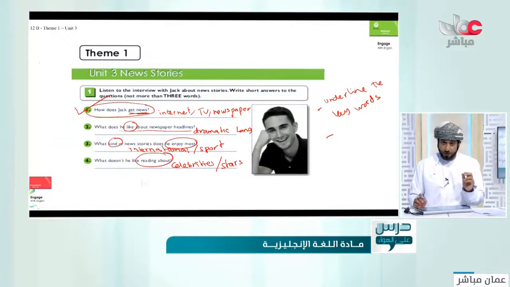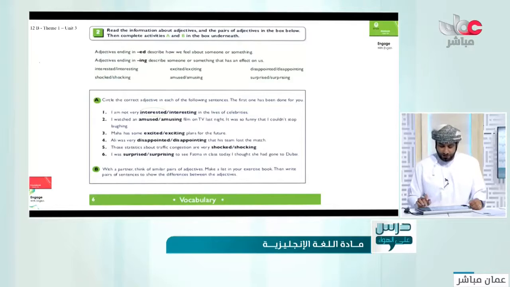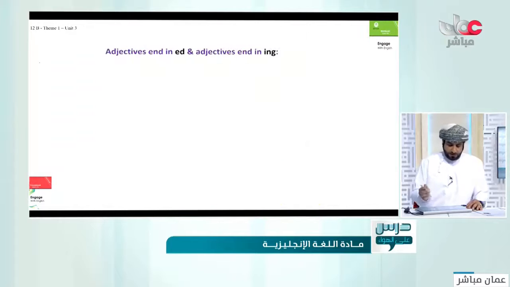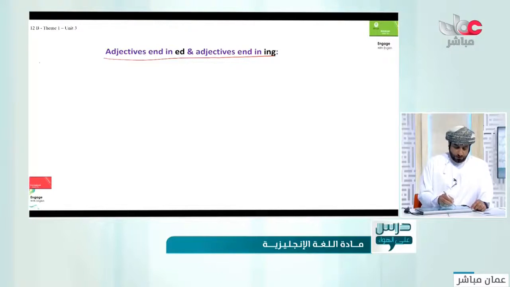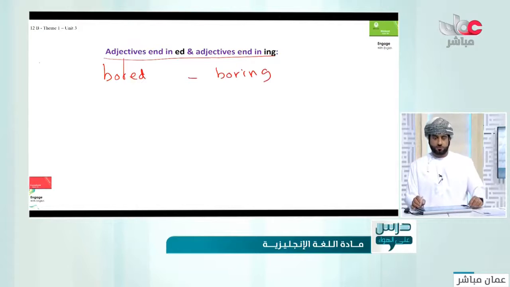He said boring. Now we are going to move to adjectives with ing and ed. What does that mean? We have Activity 2 in the workbook, saying an adjective with ed is different from an adjective with ing. In which part? Let's explain. Adjectives that end in ed and adjectives that end in ing, what is the difference between them? For example, the words bored and boring. What is the difference between them?